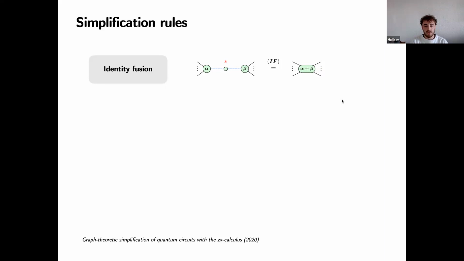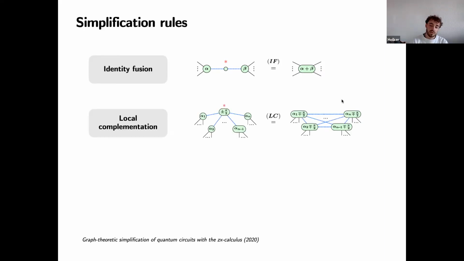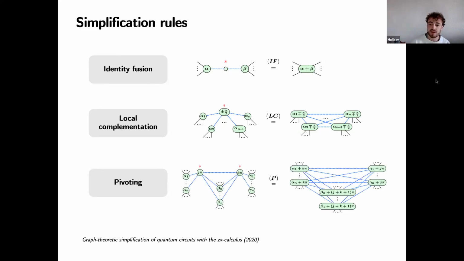We also have local complementation. This rule has been proven to hold in the ZX calculus, and it involves removing a spider of ±π/2 phase, and then complementing the edges of all the neighbors of that spider, and then updating the phases as shown. So it allows us to remove spiders with ±π/2 phase.